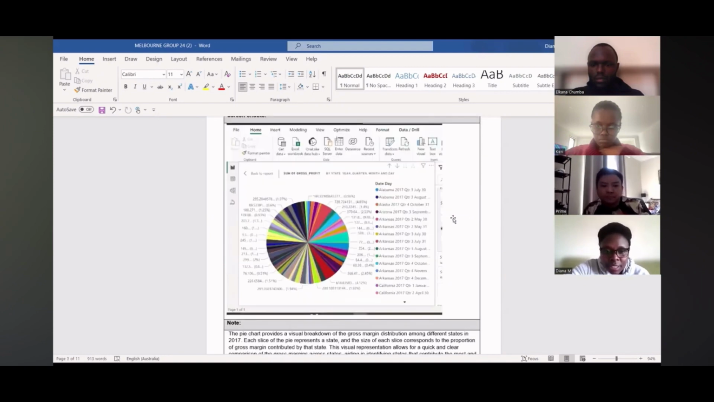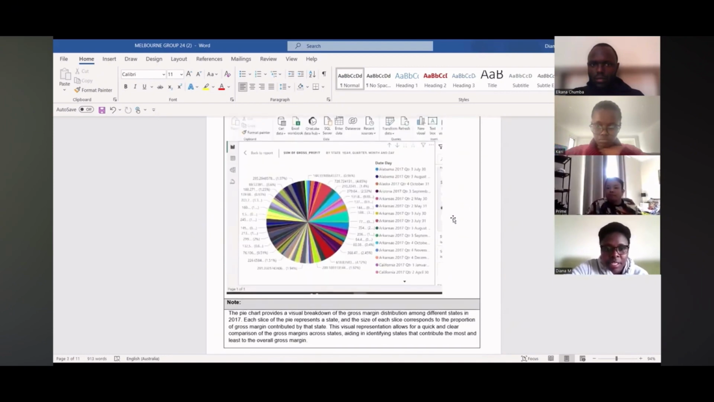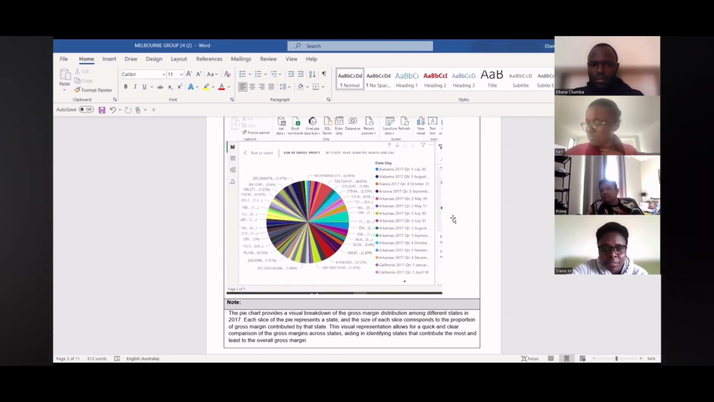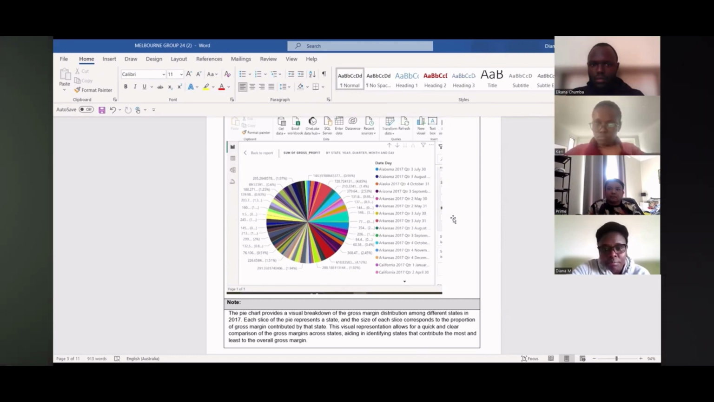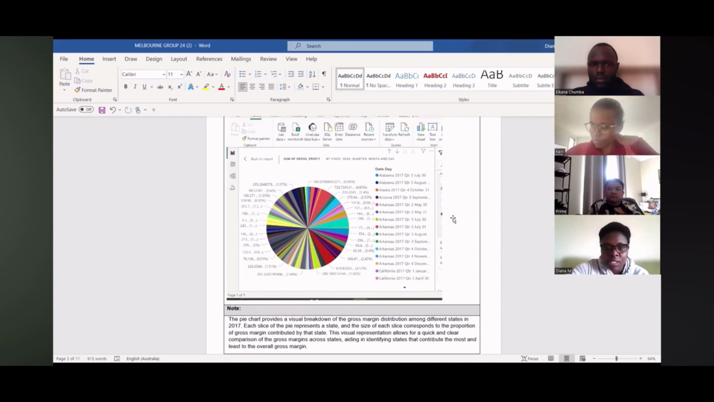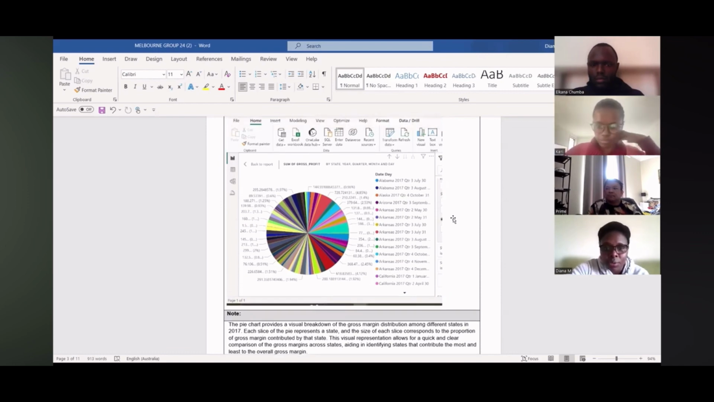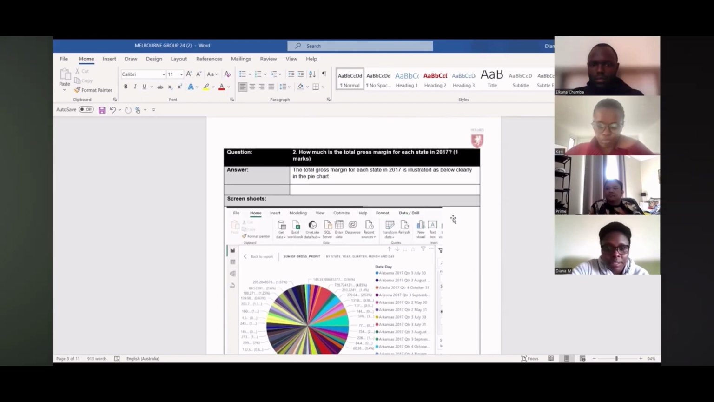Having analyzed this data, we can clearly see here for 2017 for different states. To mention just a few, there's Alabama and there's California. It's distributed quarterly, so there's the first quarter, second quarter, third, and all of that. So it's clearly visible here, or all the margins.